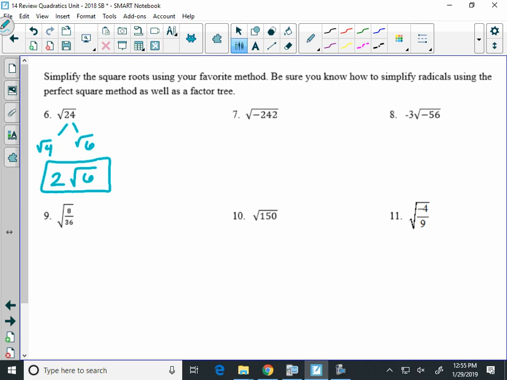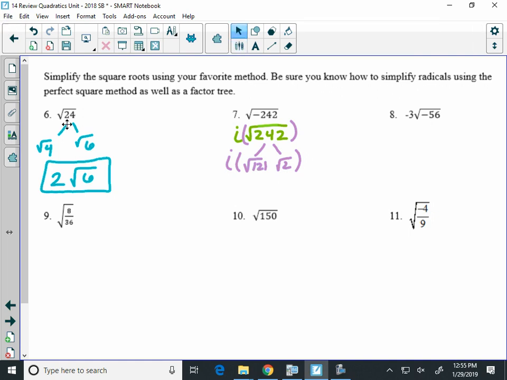If we take a look at number 7, I notice I have a negative underneath my radical. Whenever that happens, we have to take out an i, and then the number underneath the radical becomes positive. And then we have to simplify that number. 242 is not a perfect square, so we have to figure out what's the largest perfect square that can go into 242. And I have a coefficient, so I have to put my parentheses. Well, the largest perfect square that can divide into 242 is 121, and it goes in there 2 times. You might have to play around, you might have to make a list of perfect squares to figure that one out. So then we take the square root.